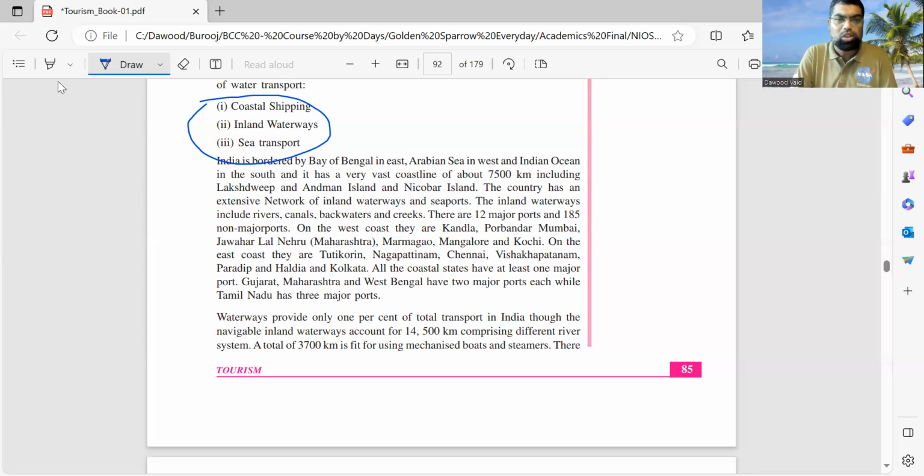Look at all the 12 major ports of India. So India has 12 major ports. Kandla, Porbandar, Mumbai, there is Bangalore, there is Kochi, there is Chennai, Vishakhapatnam, so many of them. And that is all you need to learn in this chapter.